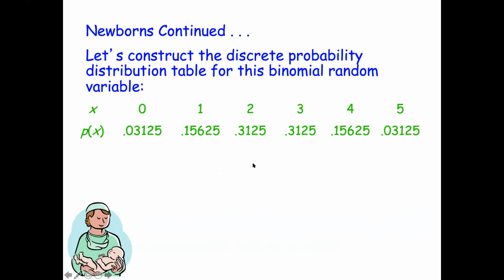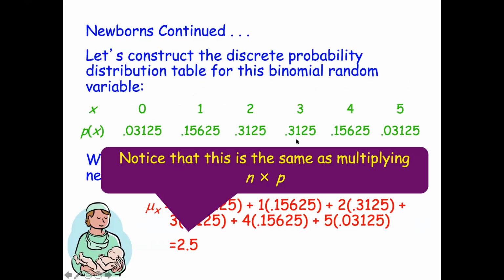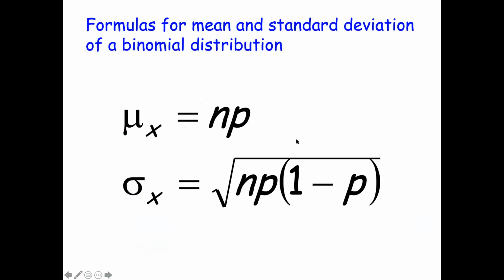Okay, so let's finish this off with our last set of formulas, which is to find the mean and standard deviation of a binomial distribution. Here are your formulas. Mean is just n times p, and standard deviation is the square root of n times p times 1 minus p. 1 minus p, by the way, sometimes we label as just q. So if you see q, q is just 1 minus p.